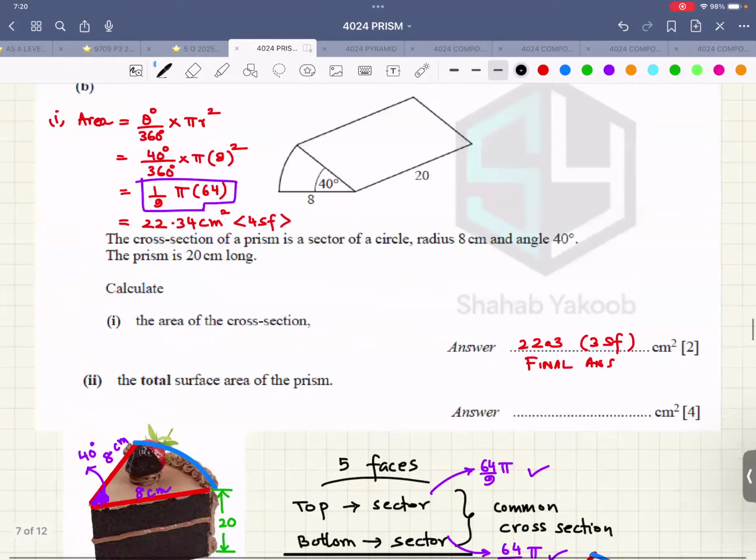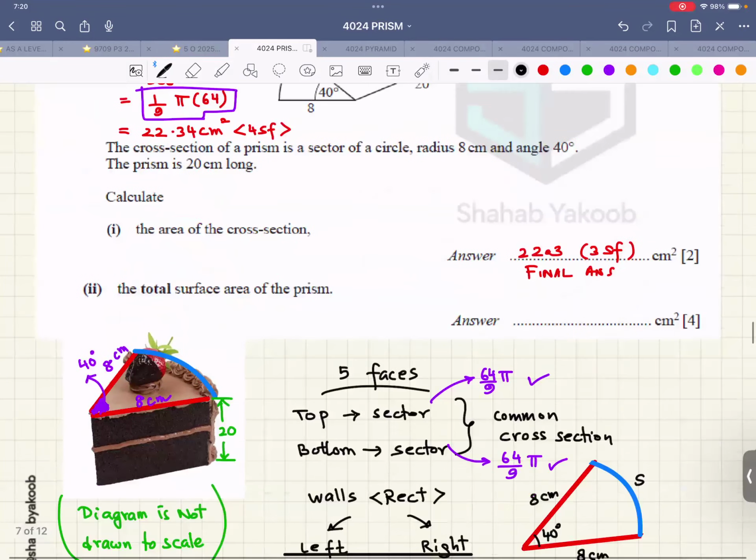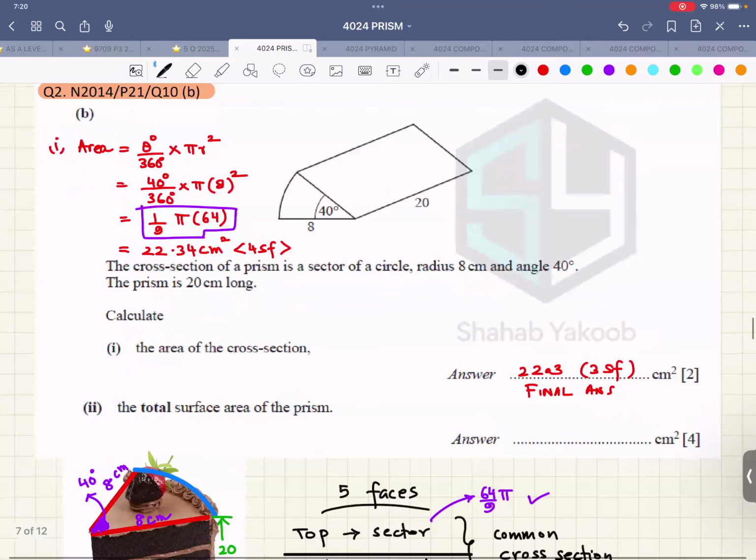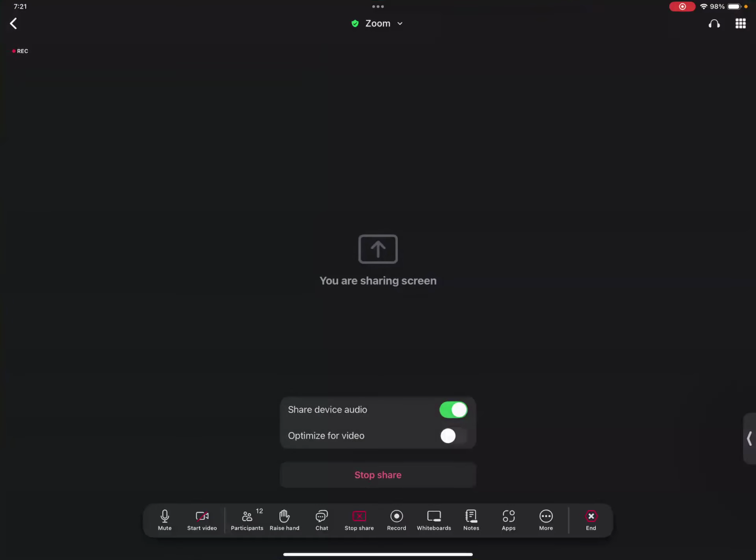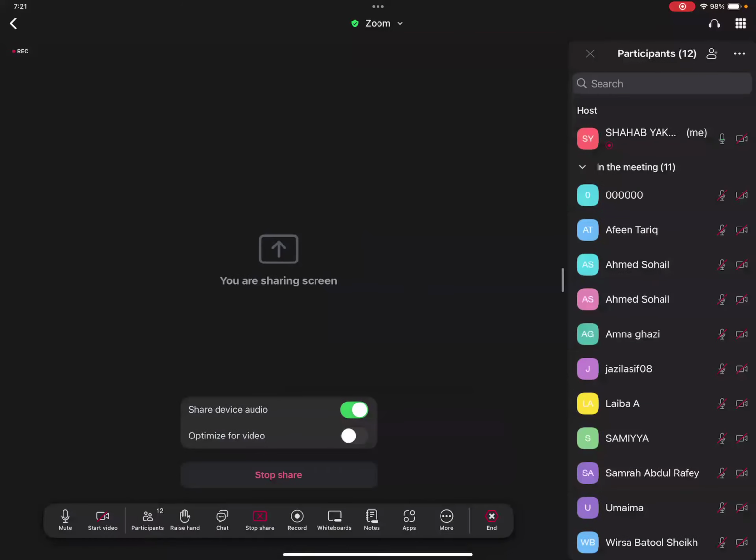Now, prism. Now look at this thing. This is a wonderful question. And over here, again, let me focus on it. The cross section of a prism is a sector of a circle, radius 8, angle 40. Just let me check one thing. The recording is on, the voice is on, everything is all good, all clear.